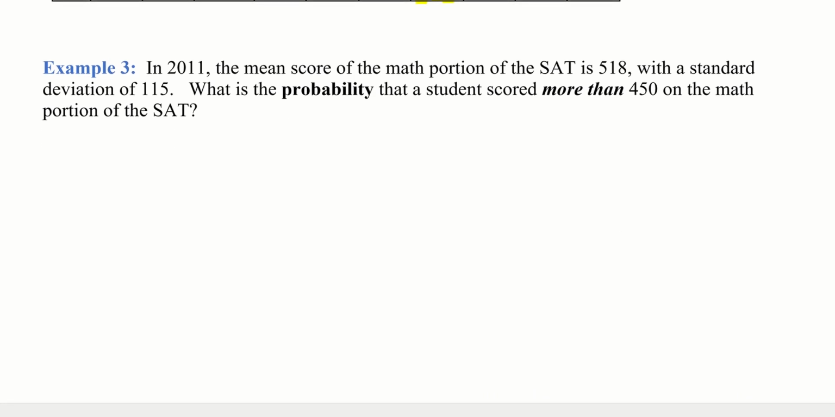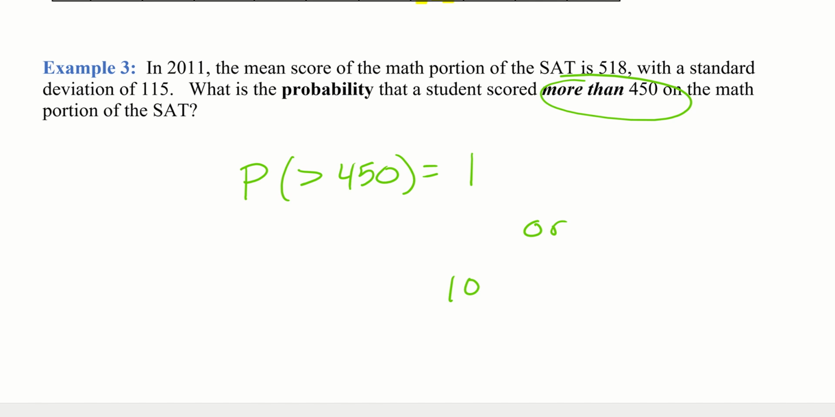Same idea here. We have the same exact question, right? But the big thing is saying, well, what about more than 450? So the more than is going to be the probability that it's greater than a 450. There's two ways to look at it. If you're talking decimals, we use 1. If you're talking percents, we're going to use 100%. So 1 or 100, depending on decimal or percent.